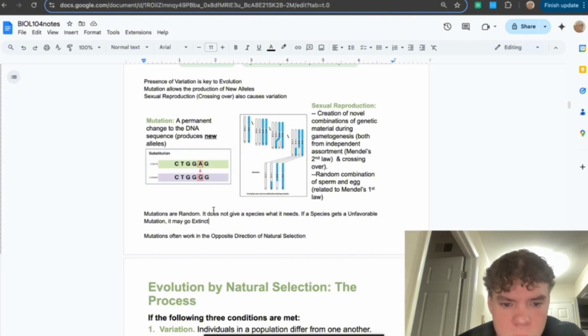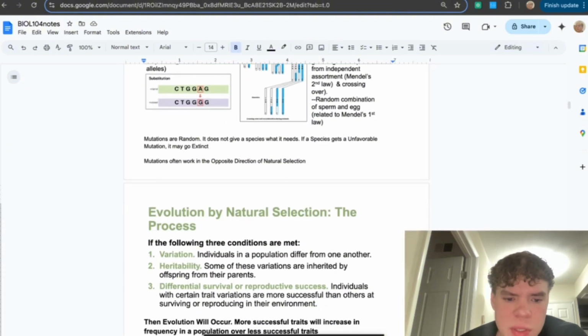Mutations are random. They do not give a species what it needs. If a species gets an unfavorable mutation, it may go extinct. Mutations often work in the opposite direction of natural selection, meaning natural selection is very slow and happens for a specific reason. For example, if birds with pink feathers are better at surviving than birds with blue feathers over a long period of time, the birds with the pink feathers are just going to basically dominate the entire population. Versus mutations just happen randomly, immediately.